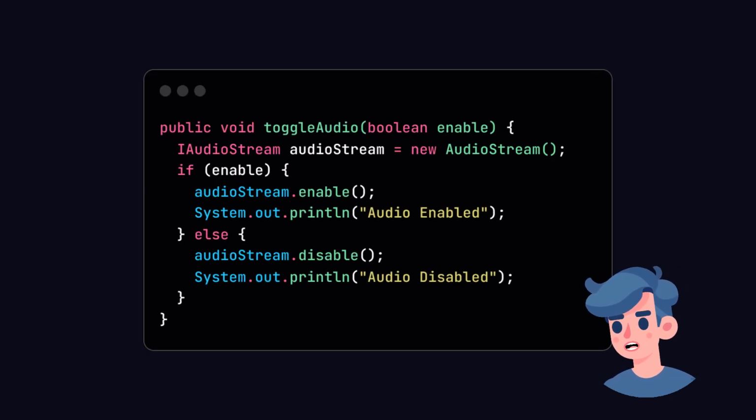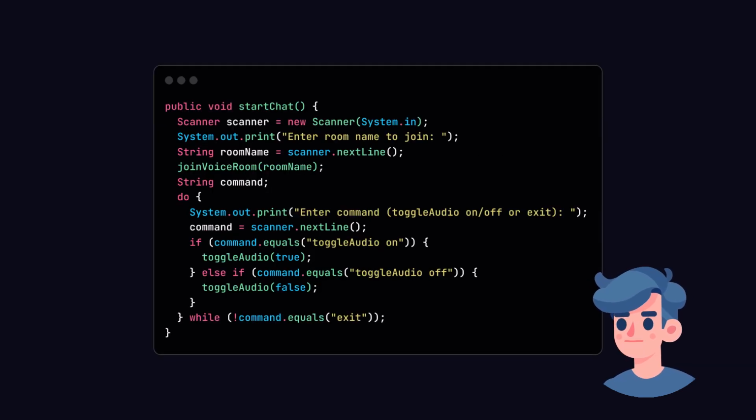Next, let's handle audio streaming. Jitsi provides an API to handle users' audio track for joining and leaving voice communications. We need to set up enabling and disabling audio based on user preference. You might want to offer in-game commands to the users to toggle audio. Let's create a simple command interpreter in the startChat method.